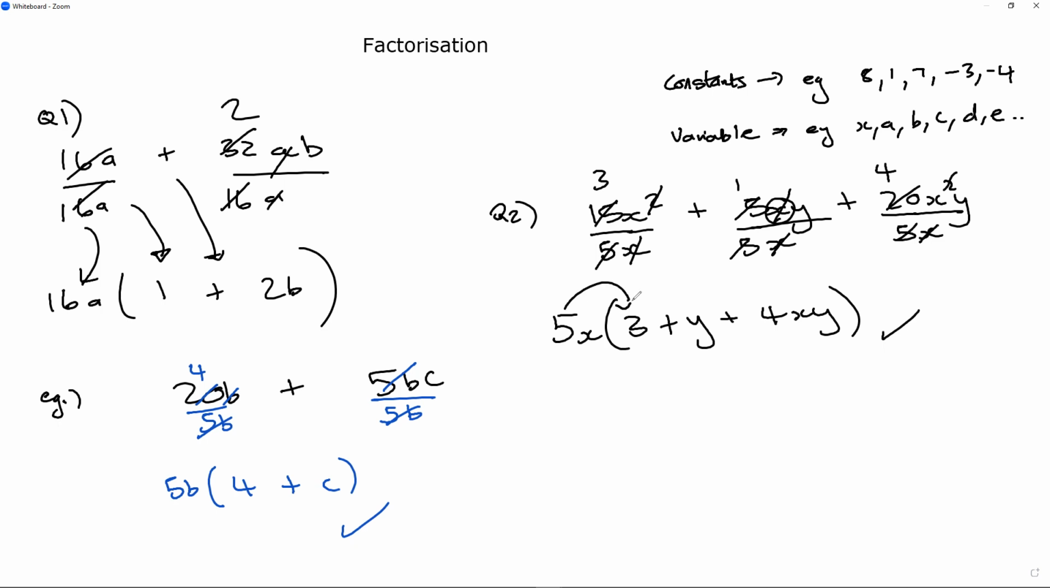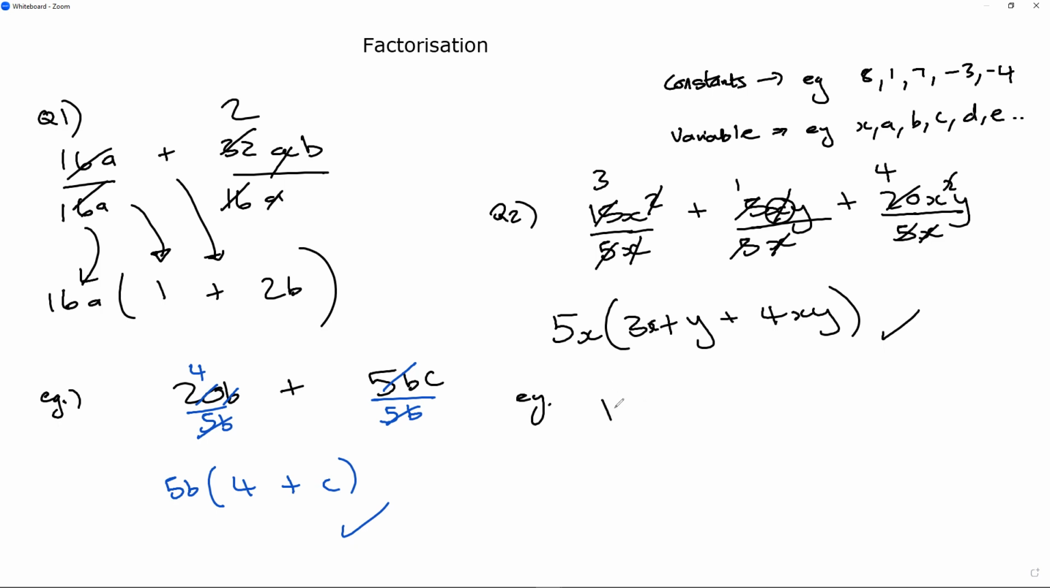And how do I know I'm correct? I just double check and I multiply it. 5x times 3x is going to give me 15x squared. 5x times y, 5xy. 5x times 4xy becomes 20x squared y. Correct. Right, you try one now.